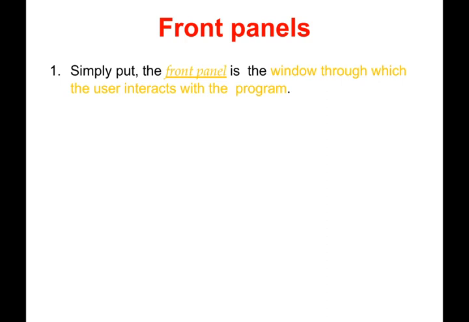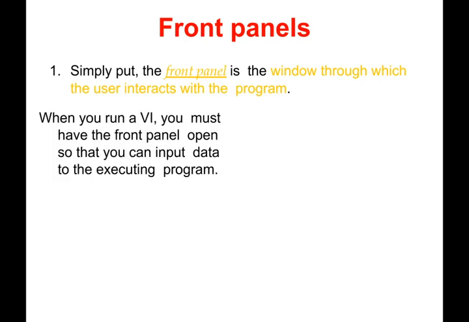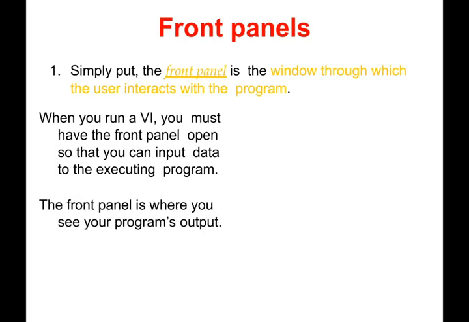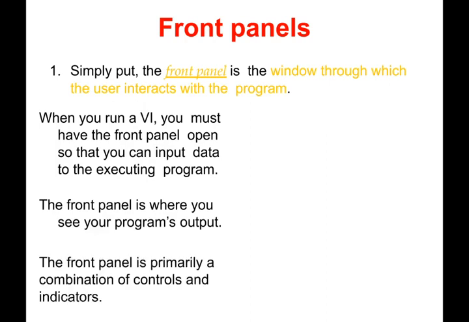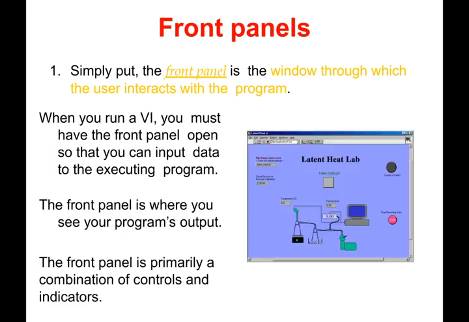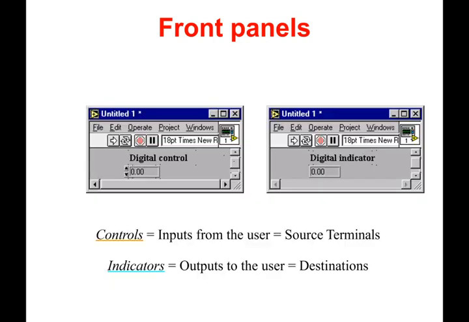If you want to put it simply, the front panel is the window through which the user interacts with the program. When you run a VI, you must have the front panel open so that you can input data to the executing program. The front panel is where you see your program's output as well. And the front panel is primarily a combination of controls and indicators. Again, an example of the front panel.